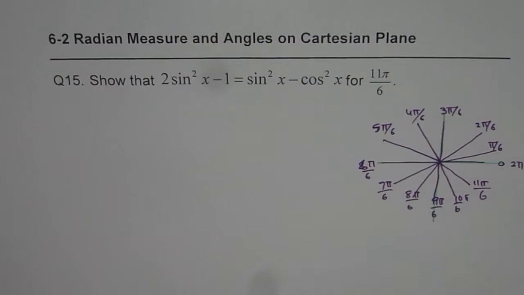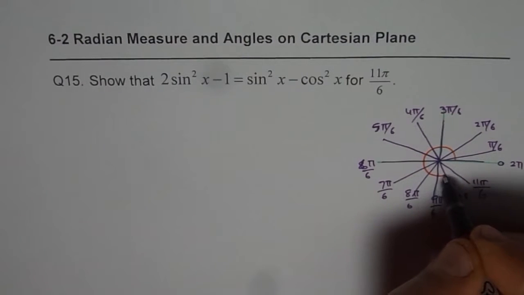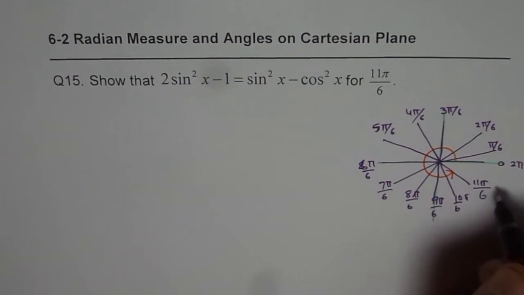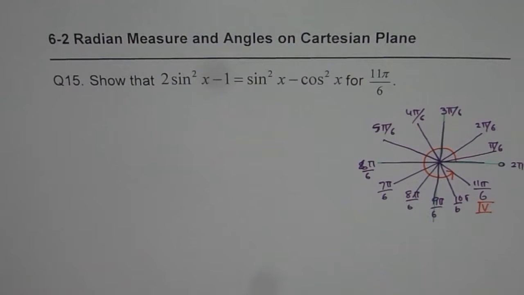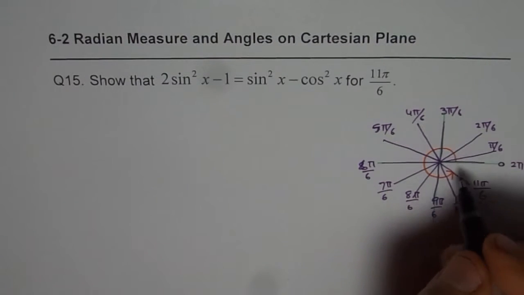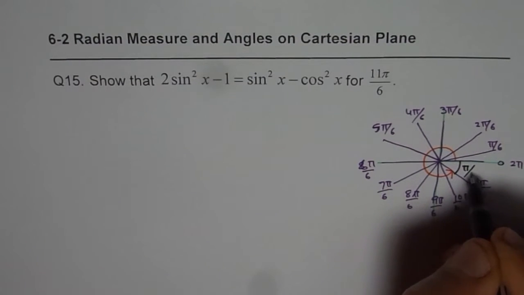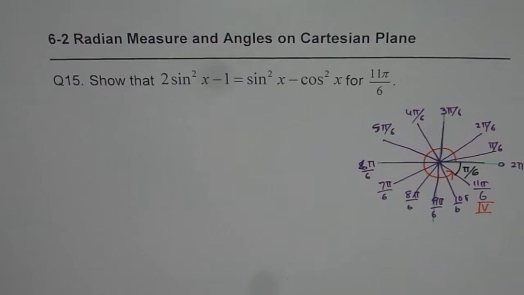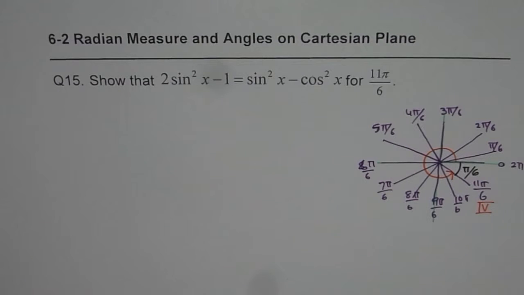and then we have 2 pi, which is 12 pi by 6. Now since we are interested in 11 pi by 6, that means the angle of interest is this primary angle. Do you see that? So we are in quadrant 4. And in quadrant 4, the acute angle or the reference angle for us is pi by 6. That is the angle for us. Perfect. Acute or reference angle is always treated positive.